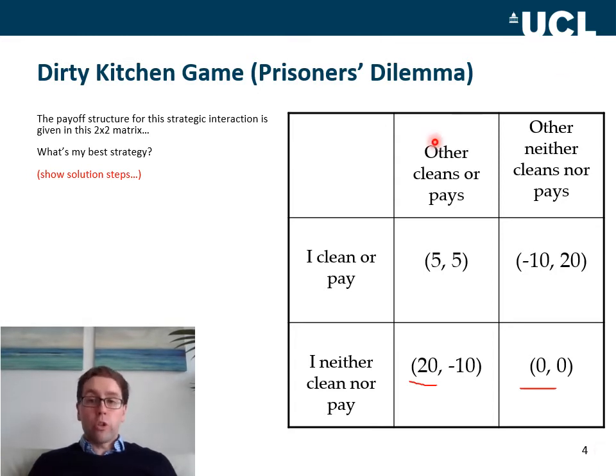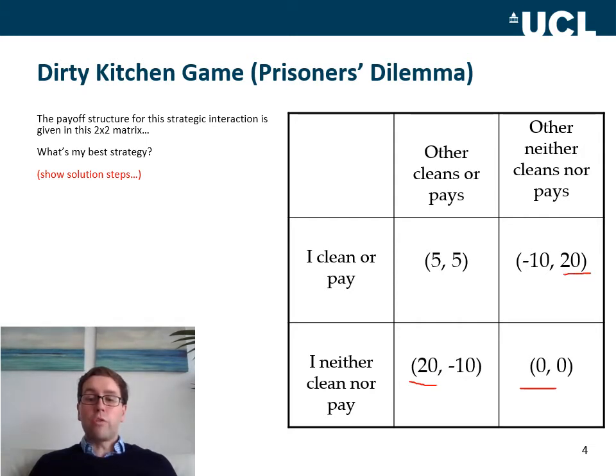What about your choices? So you do the same. This is a symmetric game and you're a strategic player as well. So what if you take my choice as a given? If you think I'm going to clean, what's your best response? Well, you can clean and get 5, or you can not clean and get 20. Obviously 20 is better than 5. So let's highlight that.